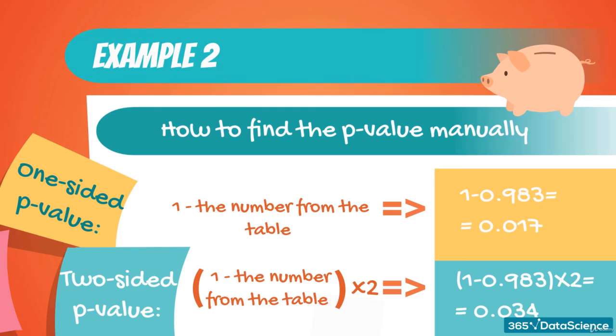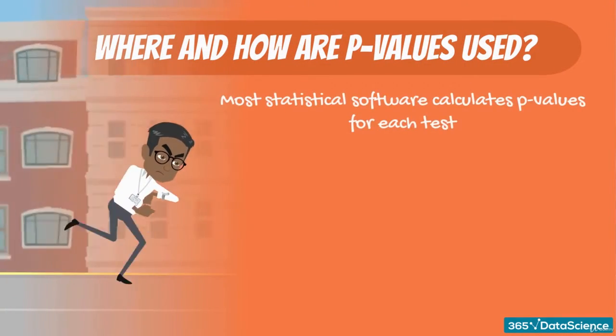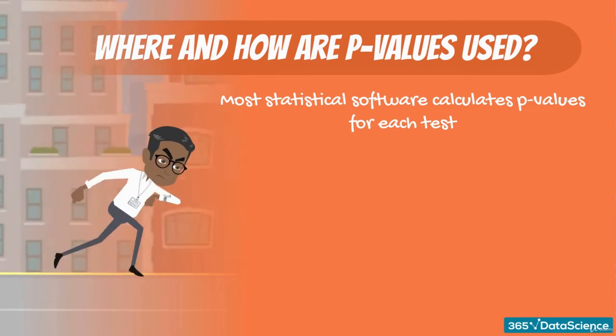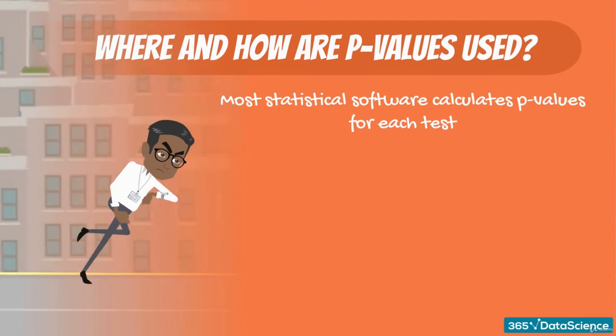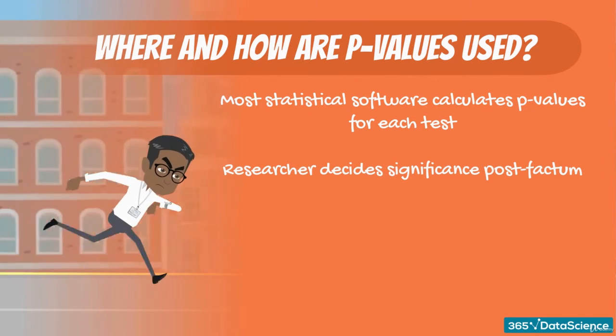All right, so where are p-values used? Most statistical software packages run tests and then provide us with a series of results. One of them is p-value. It is then up to the researcher to decide whether the variable is statistically significant or not.